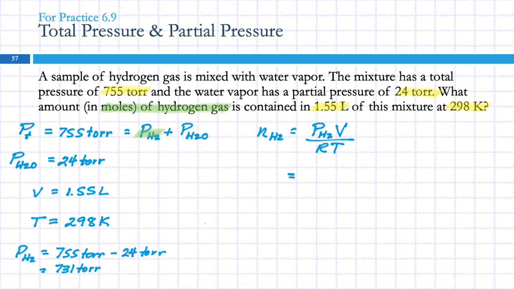Well, is torr a good unit for the ideal gas law? No. We need to convert it to atmospheres. 1 atmosphere is 760 torr. So 731 divided by 760 is 0.96184 atmospheres.